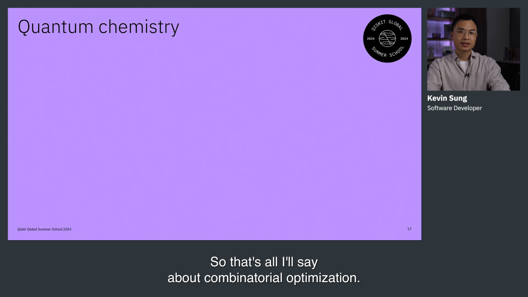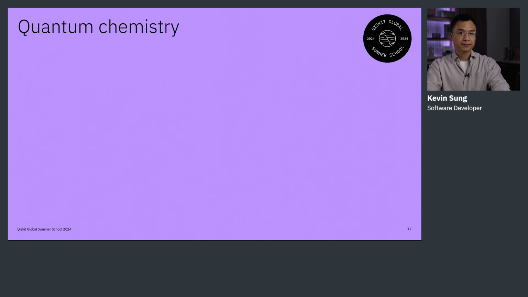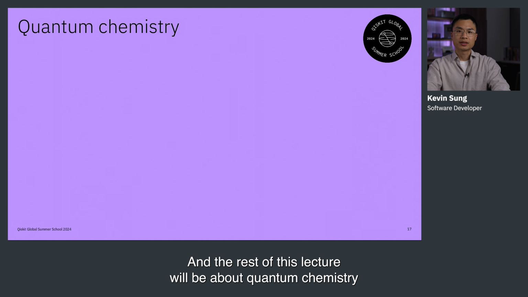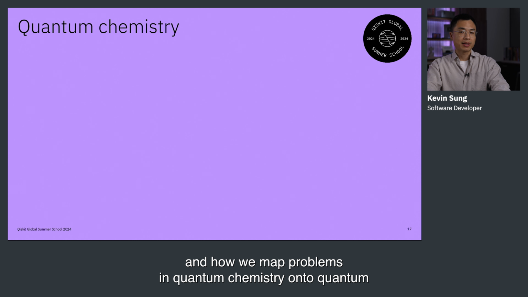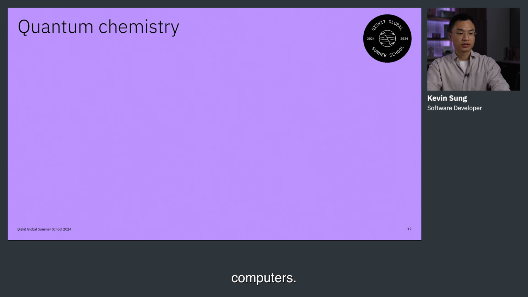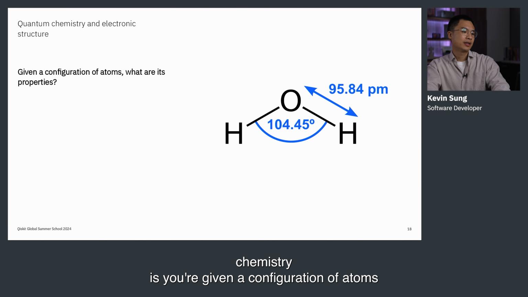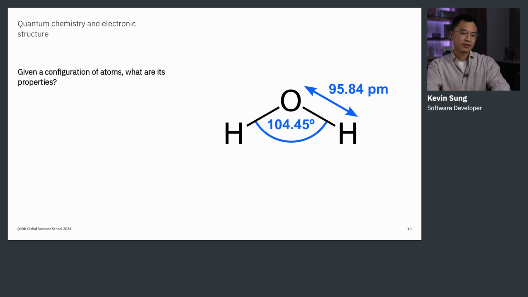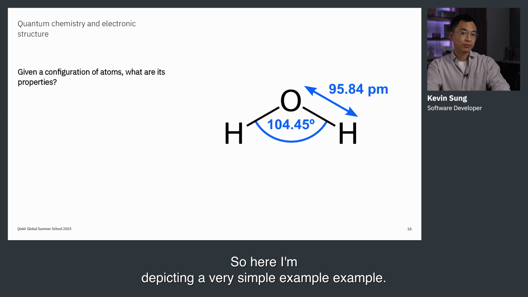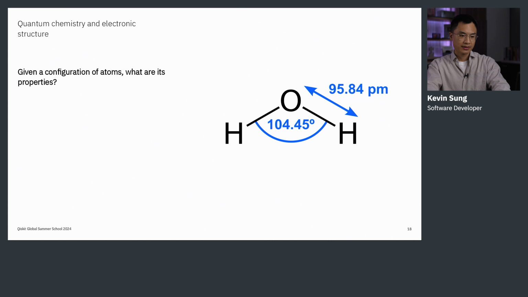Okay, so that's all I'll say about combinatorial optimization. And the rest of this lecture will be about quantum chemistry and how we map problems in quantum chemistry onto quantum computers. Okay, so a basic question in quantum chemistry is you're given a configuration of atoms and you want to know its properties. So here I'm depicting a very simple example. This is a water molecule, H2O, right? You have two hydrogen atoms bonded to an oxygen atom.